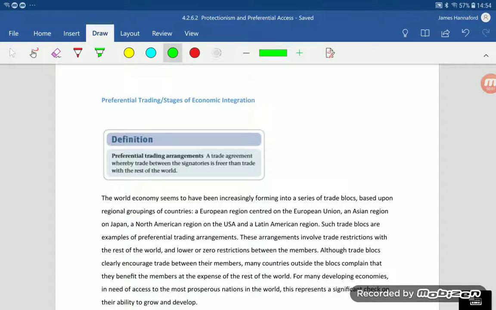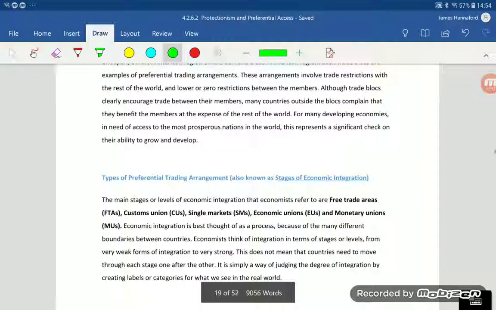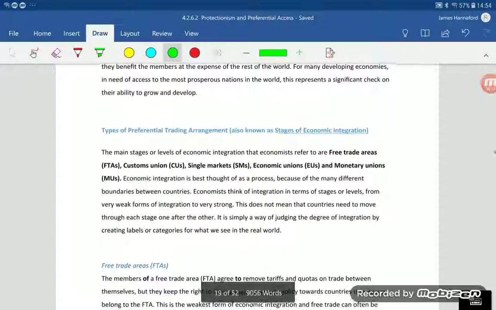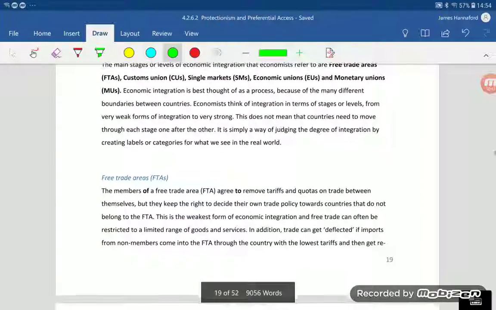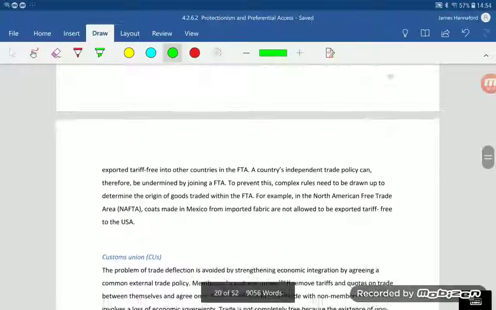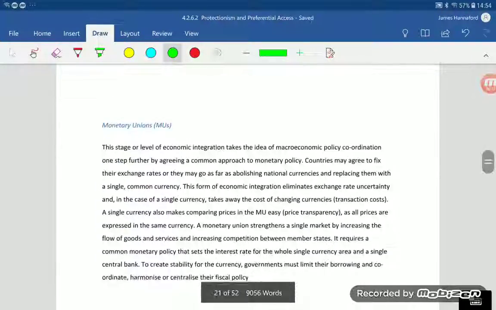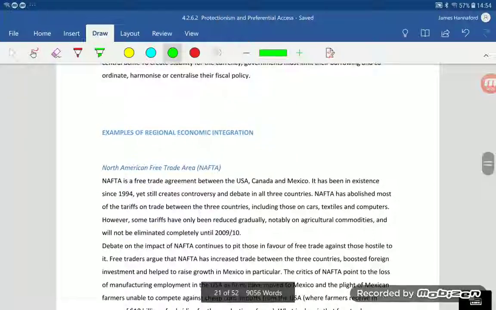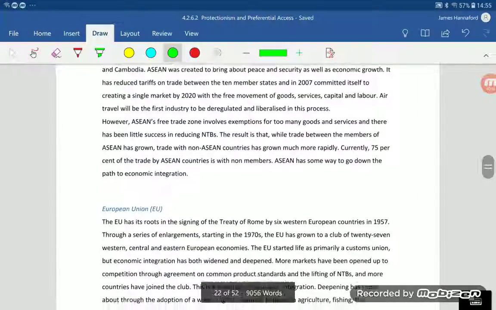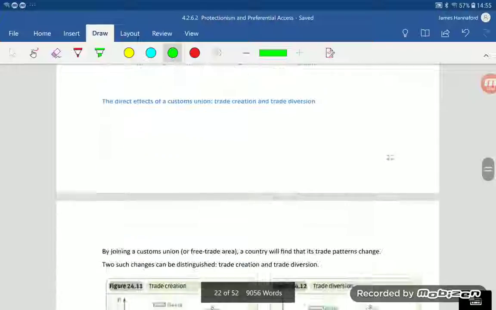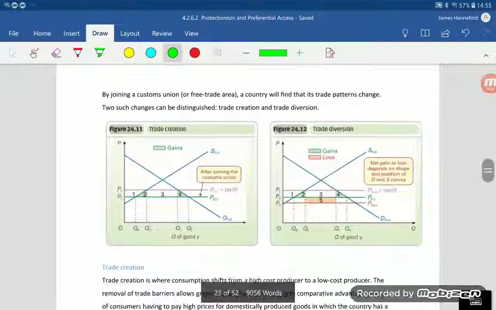In the notes, it's worth looking at preferential trading arrangements. That is a trade agreement whereby trade between the signatories is freer than trade with the rest of the world. So we have touched upon this already. The sorts of things we looked at were free trade areas, customs unions, single markets, those sorts of things. Economic unions, of course, monetary unions. We've got some examples here. So again, all of this is in the notes. We looked at trade creation, trade diversion already.